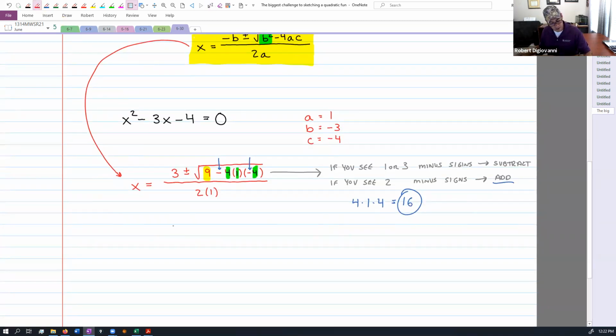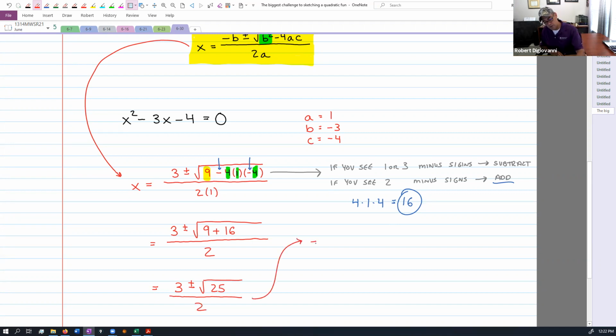So let me write that on the next line. 3 plus or minus square root, okay, 9. And now I know I'm going to add, because I saw 2 minus signs, I'm adding 16 to that. And then all of this divided by 2. Now I continue. Any questions there? I'm going to add 9 plus 16, that's 25. All of this divided by 2, which equals, okay, we need to know what the square root of 25 is.